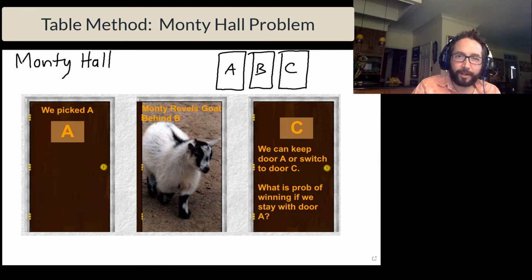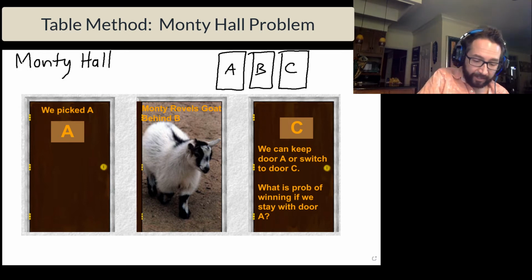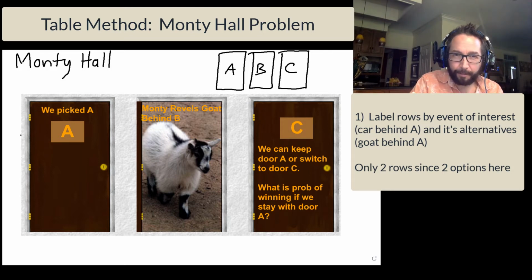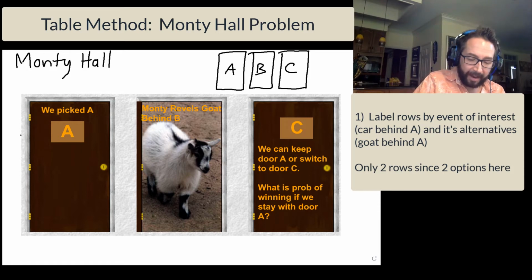All right, so let's do the Monty Hall problem now with the table method. And once again, when I draw my table, what I'm going to do is I'm going to label the rows after the event of interest, the probability that I want to be calculating. So let's kind of lay down how this problem is working once again.